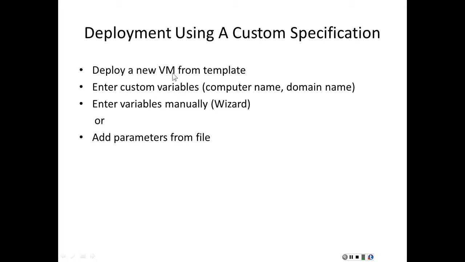When you deploy a new VM from a template, you can enter the custom variables. You have to enter custom variables such as computer name and domain name, and you can enter the variables manually using the wizard, and that's what we just did, or you can read those parameters from a file.